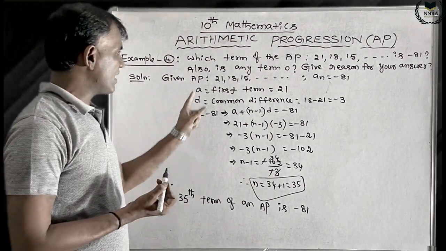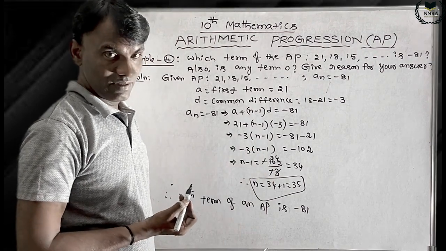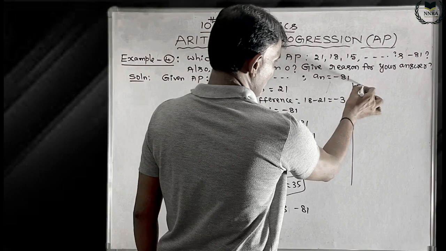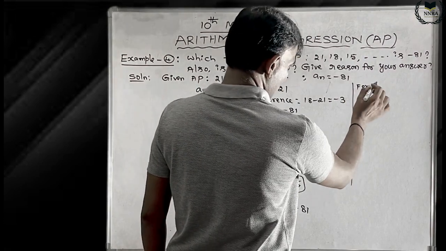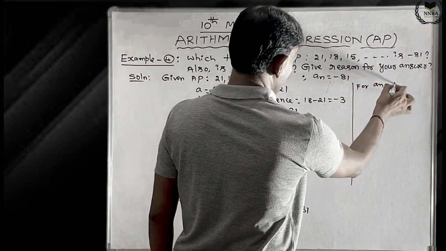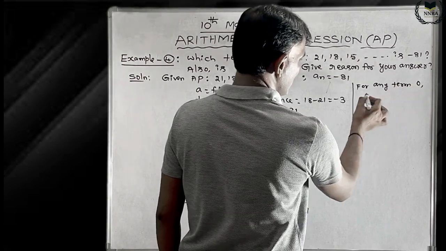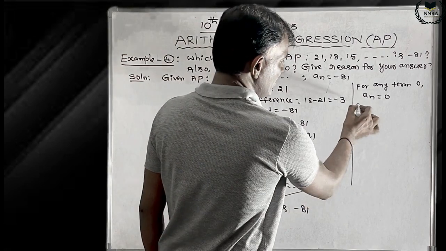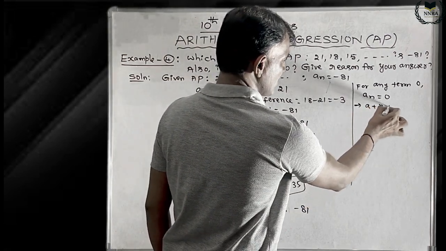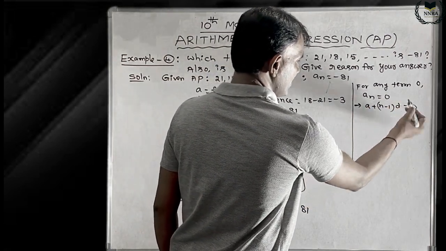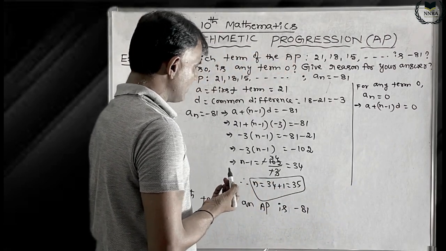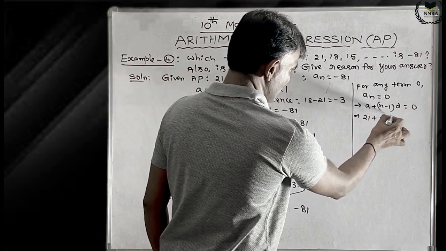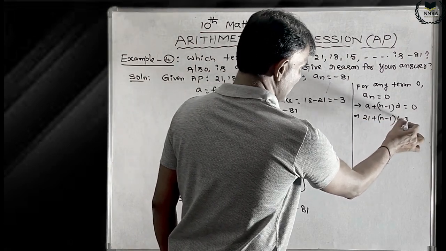And the second part: is any term 0? So for that, just write like this. For any term 0, an equal to 0. So what is the formula of an? A plus n minus 1 into d. It is equal to 0. What is the value of a here? A means first term, that is 21, plus n minus 1 into what is the value of d, minus 3.